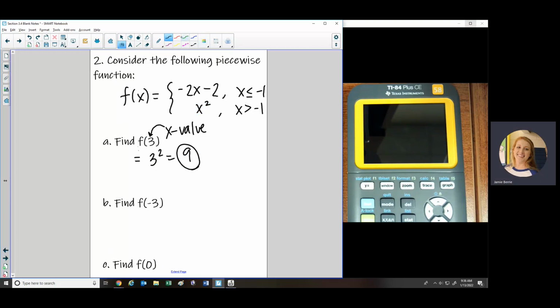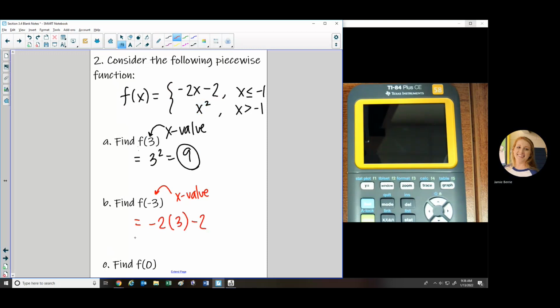All right, so part B. Let's do this again. Find f of negative 3. Again, that's our x value. Then you got to ask yourself, which piece of the domain does this belong in? Is negative 3 less than or equal to negative 1? Yes, it is. Negative 3 is less than negative 1. So we're going to take negative 3 and plug it into the top piece. All right, so negative 3 goes in for x. So f of negative 3 equals negative 2 times negative 3 minus 2. Well, that's 6 minus 2, which is 4.